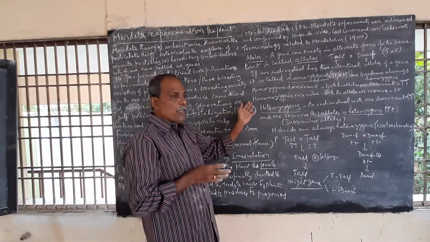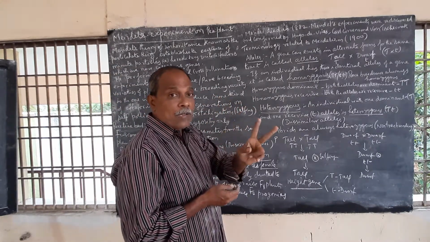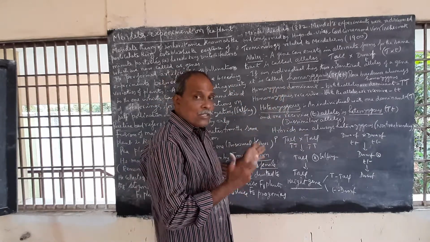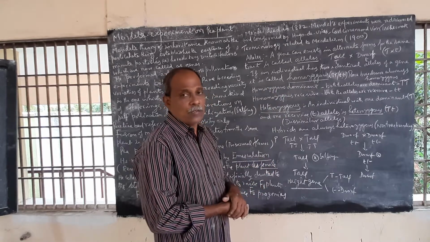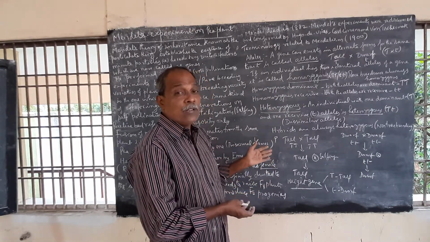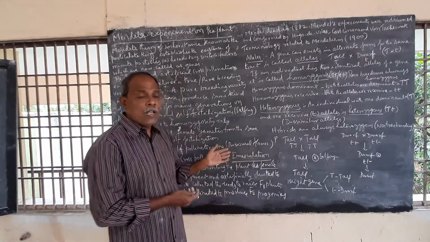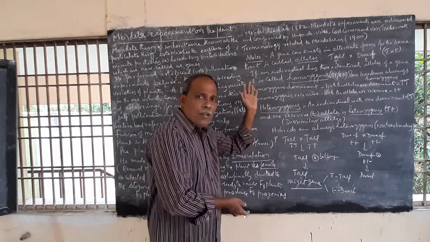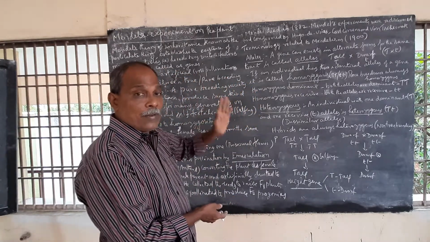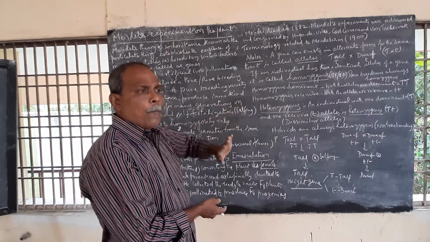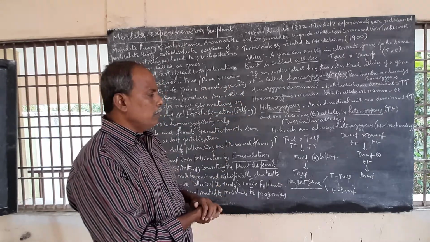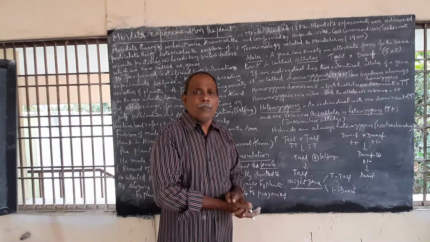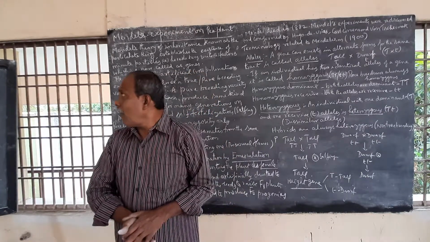The next one, heterozygous. In an individual, if both alleles are dissimilar, one dominant allele and one recessive allele, this condition is called heterozygosity. Hybrids are always heterozygous. So these are the experiments conducted by Gregor Johann Mendel on the garden pea plant. Then next, the molecular basis of flower color in pea plants.